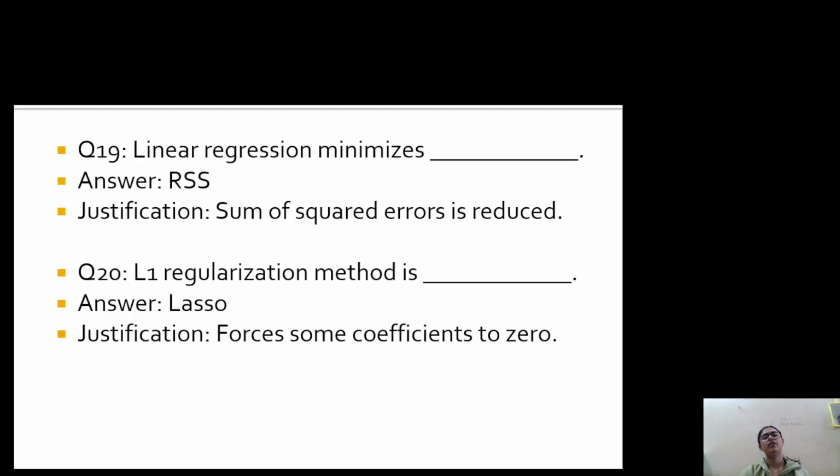Next, the L1 regularization method is dash. So it is lasso. Lasso shrinks coefficients and makes some values exactly zero. This helps in feature selection, reducing complexity, avoiding overfitting, etc.